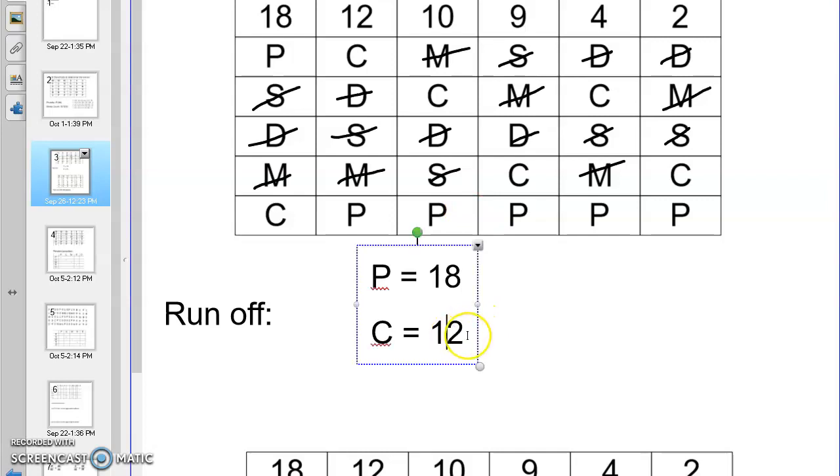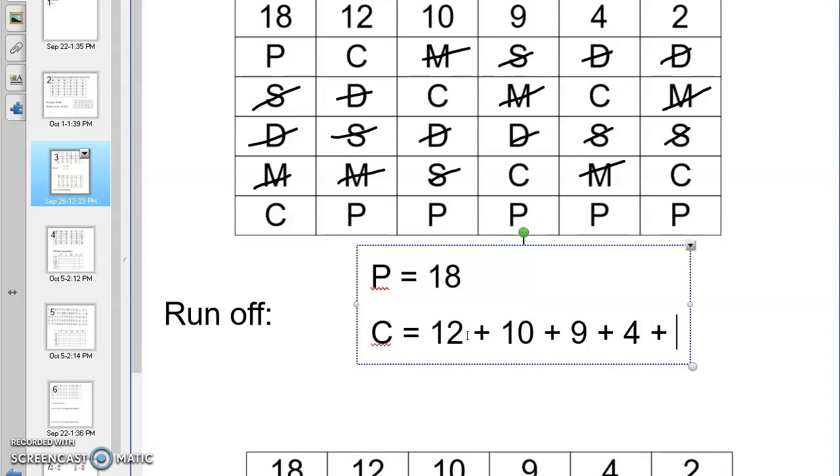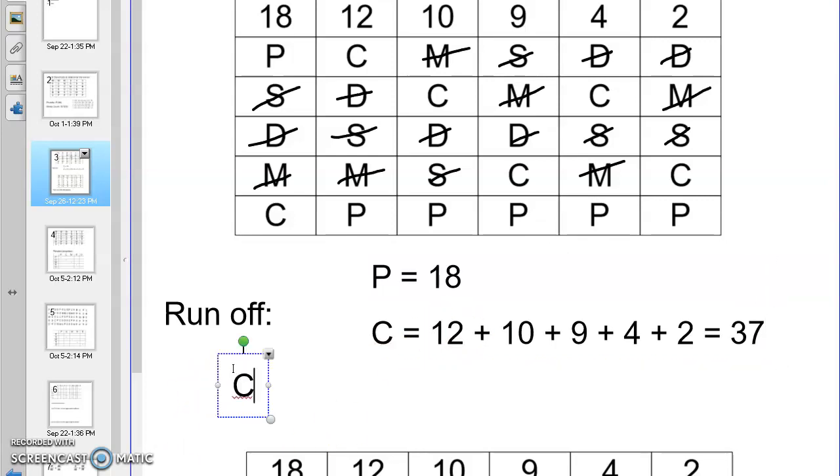And this one actually works out pretty simply, because the column with 10 goes to C, the column with 9 goes to C, the column with 4 goes to C, and the column with 2 goes to C. And therefore, we get a total of 37. So our runoff winner is C with a total of 37.